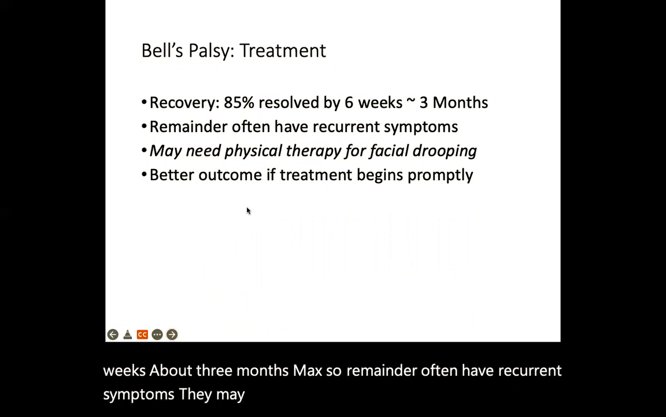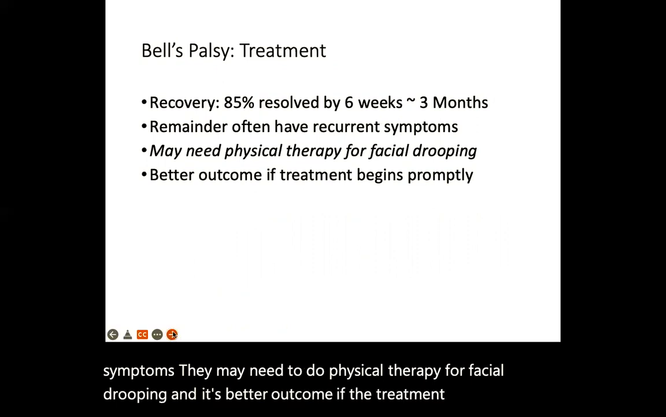They may need to do physical therapy for facial drooping, and it's a better outcome if the treatment begins promptly.